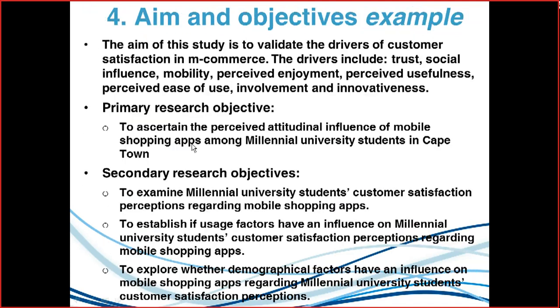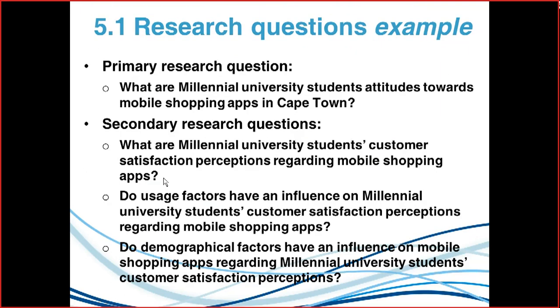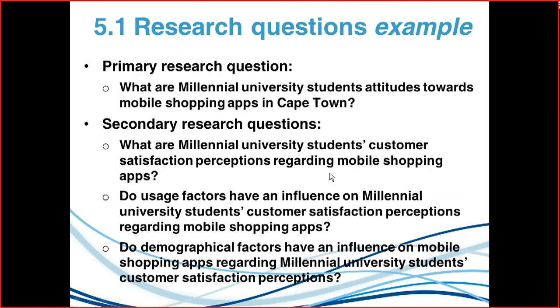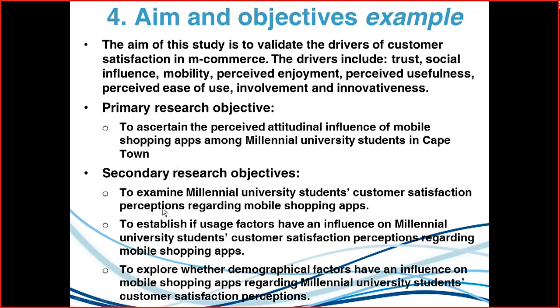So these primary research objectives and secondary research objectives are now just written as a question instead of an objective. So what are millennial student attitudes? What are university students' customer satisfaction perceptions? Do usage factors have an influence? Do demographic factors have an influence on mobile shopping apps? So you can see that this primary research question mirrors the primary research objective, and these three research questions are the same as these three objectives, except they're just written as a question.